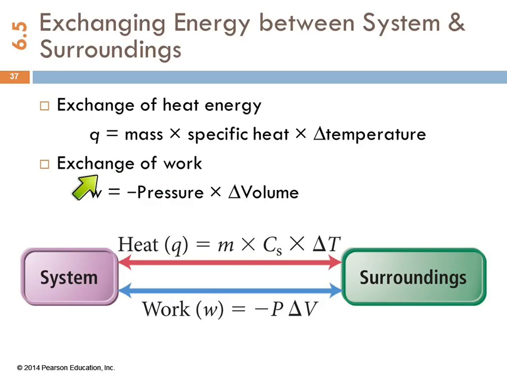We can also have an exchange of work. We talked about pressure volume work. So work is negative pressure times the change in volume. So here the system can exchange heat with the surroundings. The surroundings could do work on the system or vice versa. And those are the two different things that can go on there.